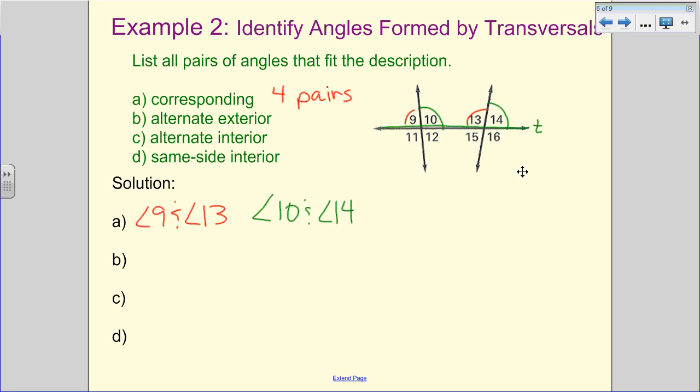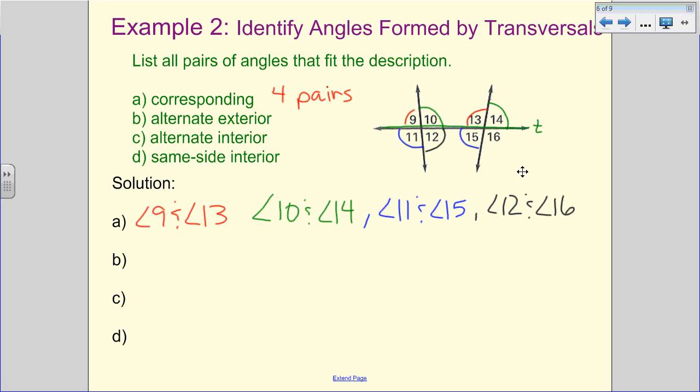We still have the angles below the transversal. So angle 11, I work my way from left to right. I'm below and to the left. Go over to my second line, below and to the left. Angle 11 and angle 15. And then last but not least, obviously we can see it's angle 12 and angle 16. But just double check, angle 12 is below and to the right, and so is angle 16.